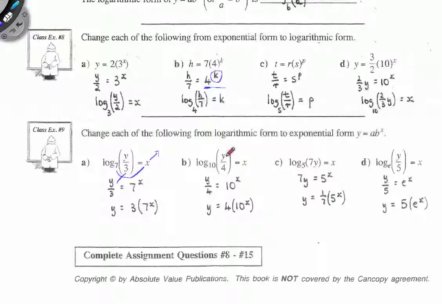Same here, we'll drop the y over 4 down, we'll swing the 10 over and bump the x up. Now we can multiply both sides by 4. Here we'll get 7y, swing the 5 over to bump the x up, divide both sides by 7, we get the following. Now remember, it won't be 5 divided by 7 because 5 has the exponent attached. We'll get 1/7 times 5 to the x. Here we'll drop the y over 5 down, swing the e over to bump the x up. You can multiply both sides by 5 and you get the following.